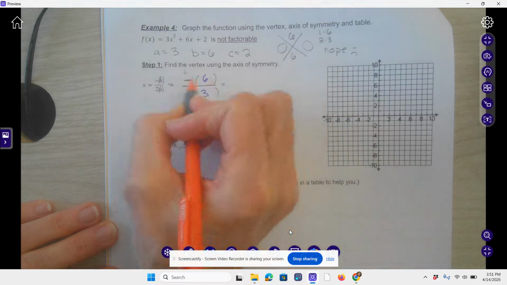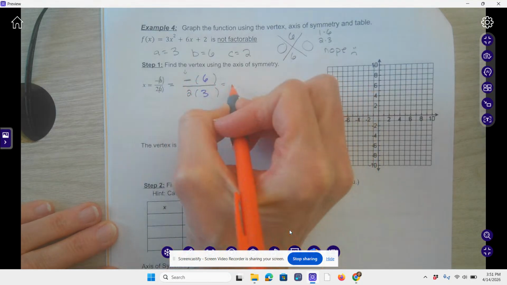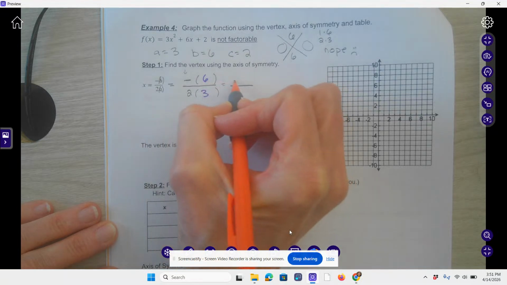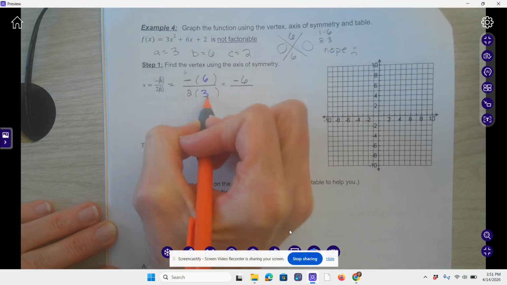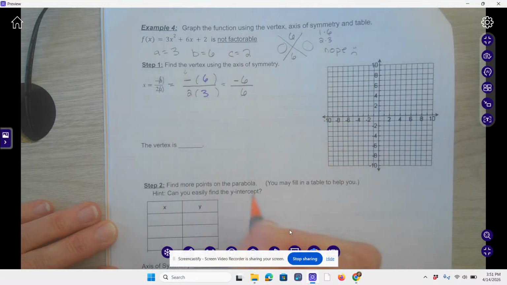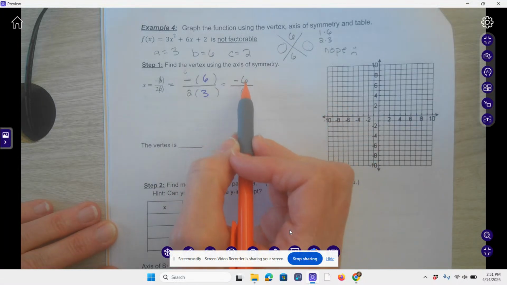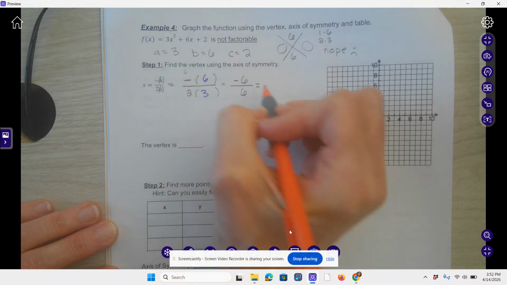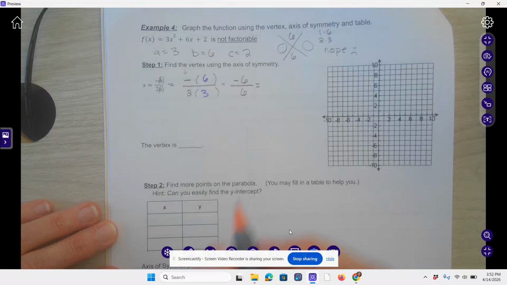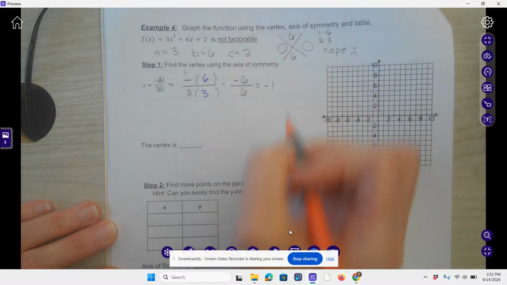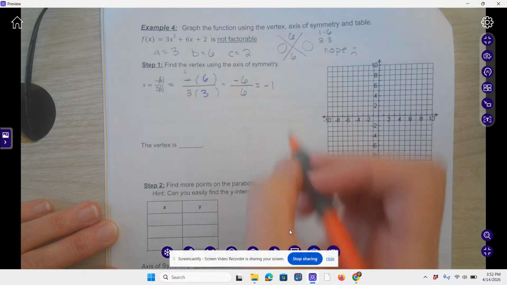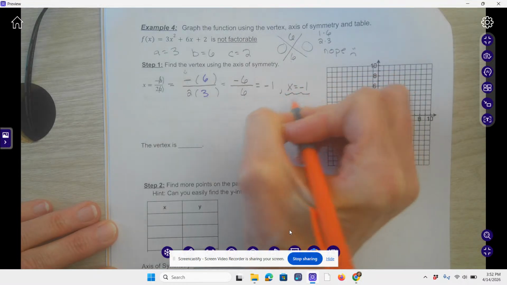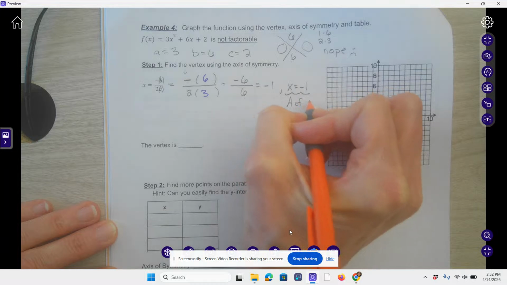Now, don't put this whole thing in your calculator. It'll give you the wrong answer. Simplify your numerator. Negative 6 would just be negative 6. 2 times 3 is also 6. Now, at this point where you just have a number in the numerator and a number in the denominator, you could put that in your calculator if you want. But you all know that negative 6 divided by 6 is negative 1. So x equals negative 1 is our axis of symmetry.